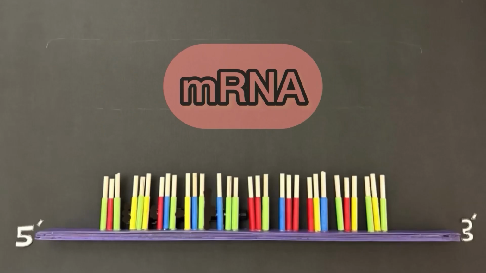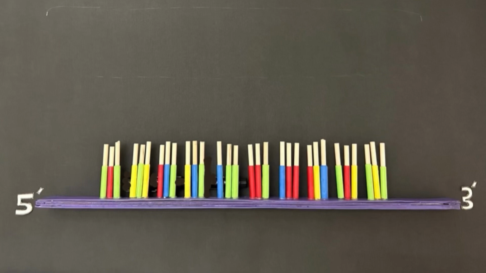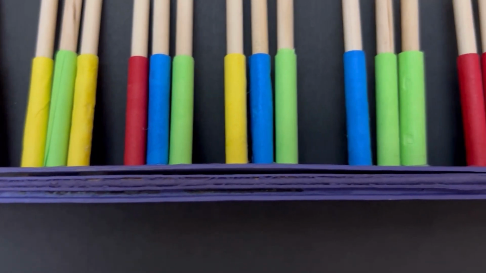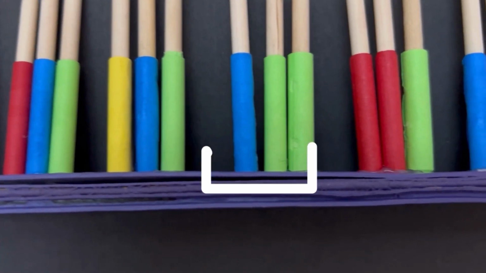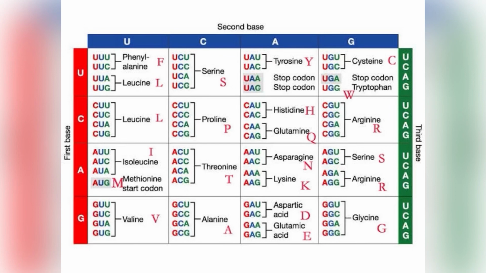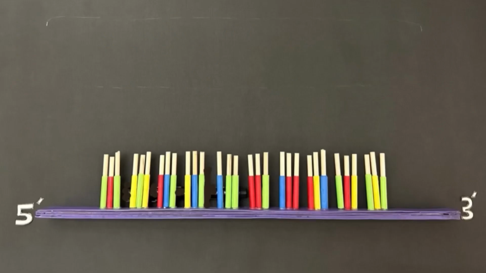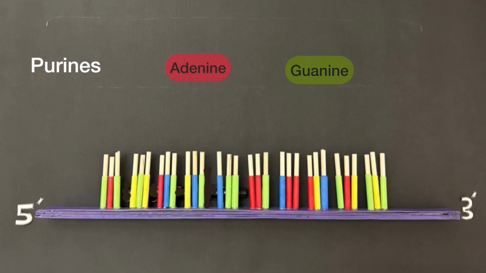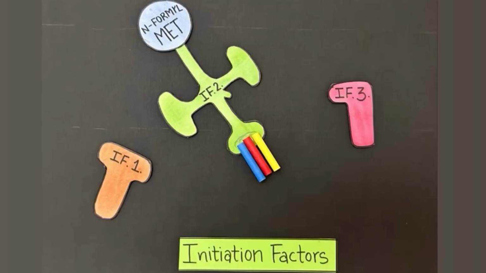mRNA, or messenger RNA. mRNA is synthesized by the process of transcription. It is a nucleotide sequence present in triplets called codons. There are a total of 64 codons which code for various amino acids, including one start codon and 3 stop codons. The mRNA sequence is always read from 5' end to 3' end and is made up of the nucleotides adenine, guanine, cytosine, and uracil.